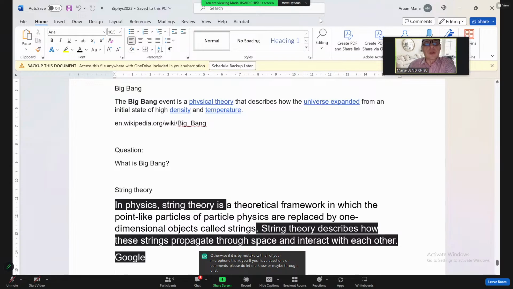Anyway, string theory is trying to be the theory of everything in physics.